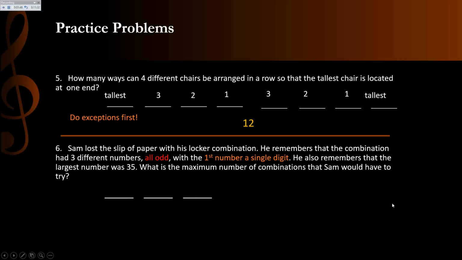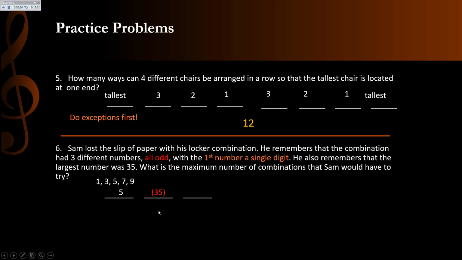Okay, so I've got 3 digits for his locker combination right here. He said that they were all odd and the first number was a single digit. All right, well, if the first number is a single digit and it's odd, I only have 1, 2, 3, 4, 5 choices for that. All odd, single digit. So I can put my 5 right there. And then he said that the largest number was 35. So let's go ahead and put that in. Now I'm putting a parenthesis around it so that I'll remember this is not for me to multiply. This is the actual number. So I don't do anything with it.